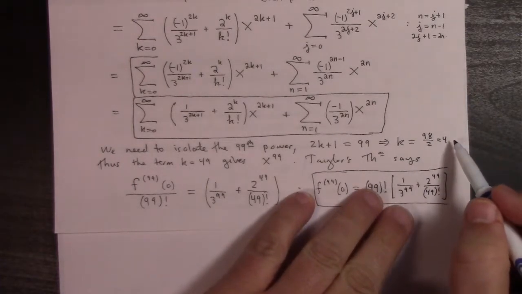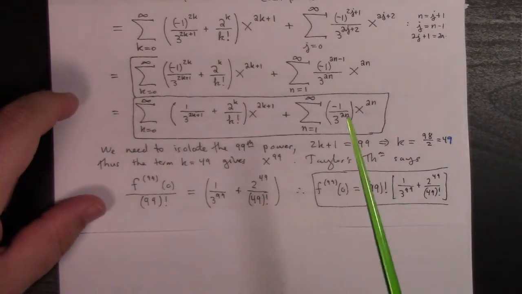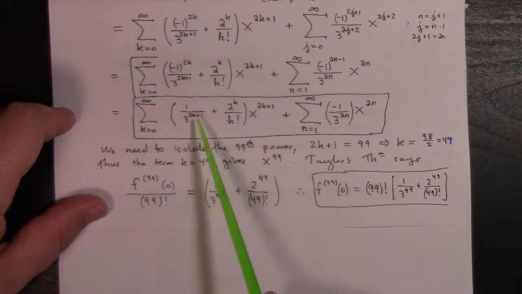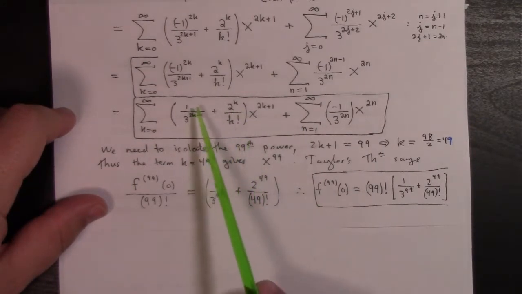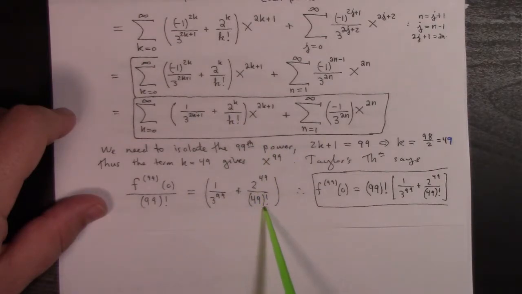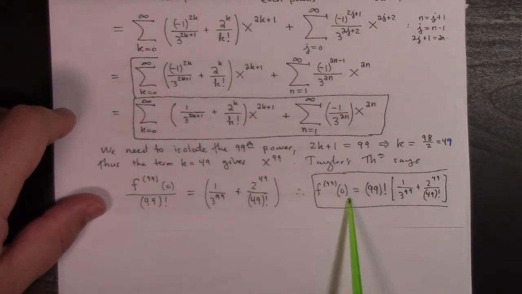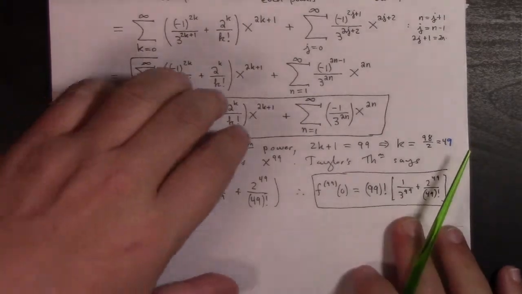98 over 2 is 49, right? Okay. So k equals 49 gives us x to the 99. And so if I plug in k equals 49, I get 1 over 3 to the 99 plus 2 to the 49 over 49 factorial. Do not try to plug these numbers into your calculator. It will not go well for you. And that gives us that. There you go. The 99th derivative evaluated at 0 is this.